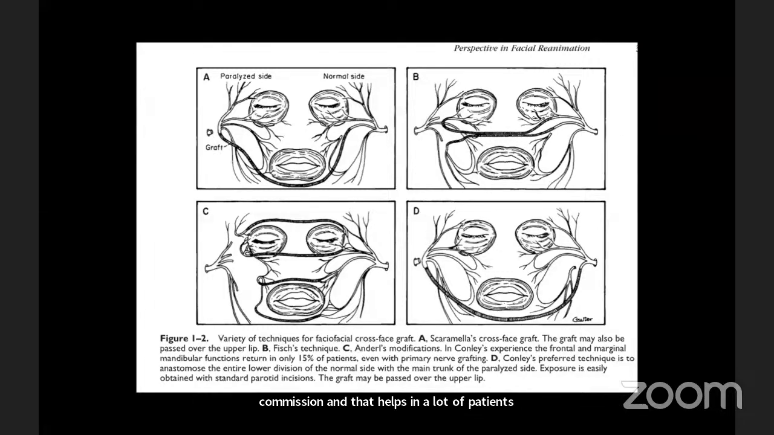Now, if you don't have ipsilateral nerves to drive your facial nerve, you can use the contralateral facial nerve. For the contralateral facial nerve, there are various techniques. There is the Scaramella technique, Fisher's technique, Conley's technique. It's basically all the same thing.